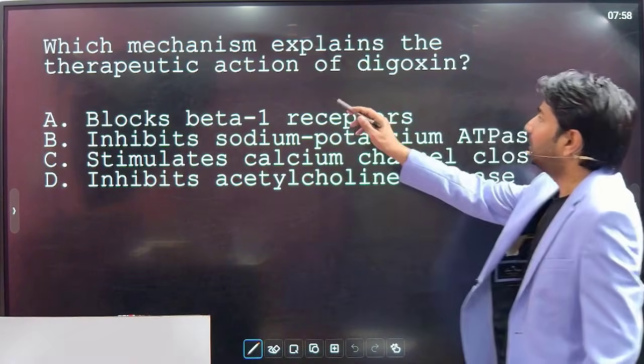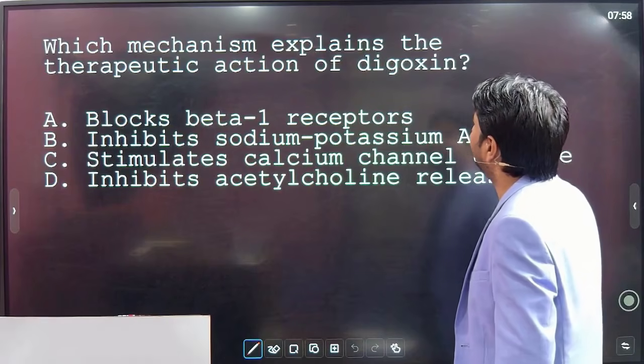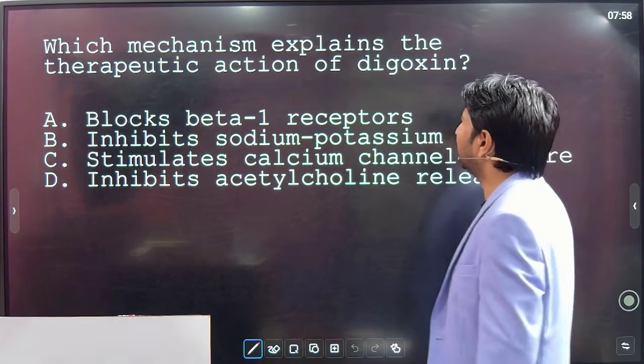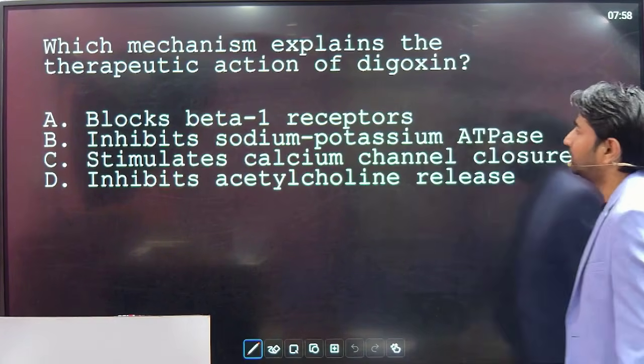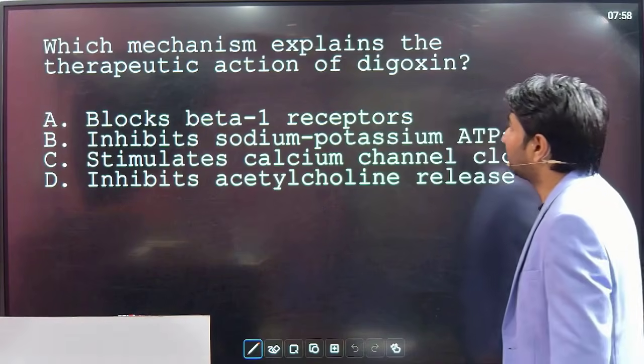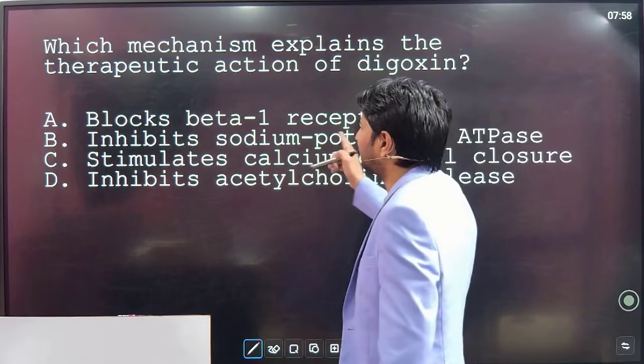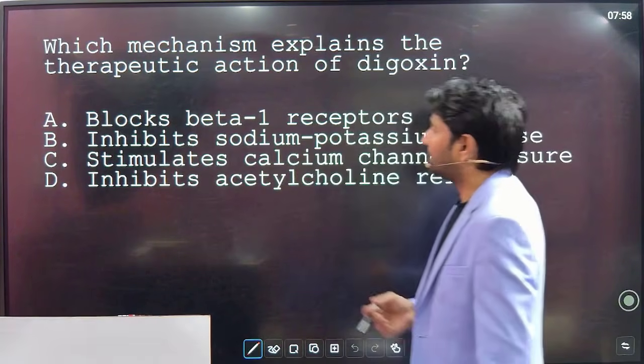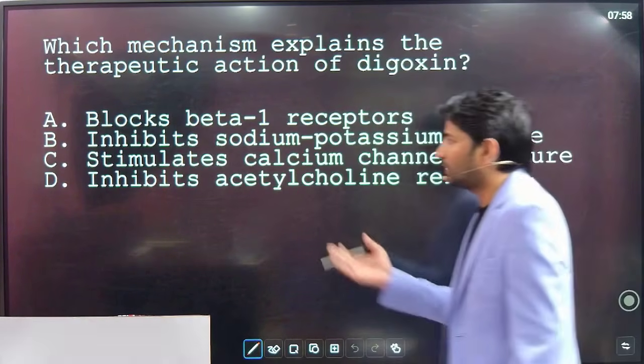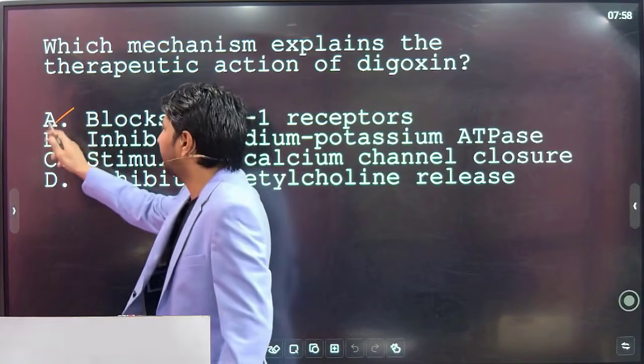Next question. Which mechanism explains the therapeutic action of digoxin? Meaning, which mechanism explains the therapeutic dose of digoxin? That is, blocking the beta receptor. Does digoxin block beta receptors? It doesn't, because we've studied the mechanism, so this will be wrong.